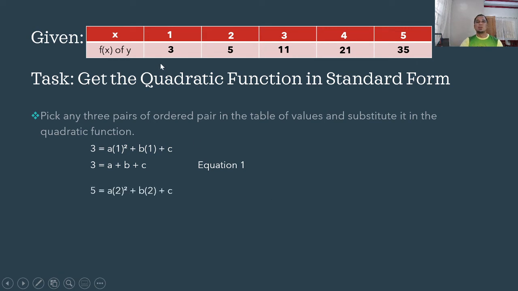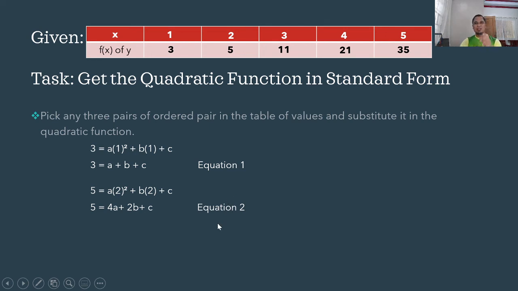Now, if I'm going to use (2, 5), there we have it. 5 is the value of y. y is equal to ax squared plus bx plus c. Again, the value of x is 2. So we have here b times 2 plus c. Simplifying this, 5 is equal to 4a plus 2b plus c. This will give us equation number 2.